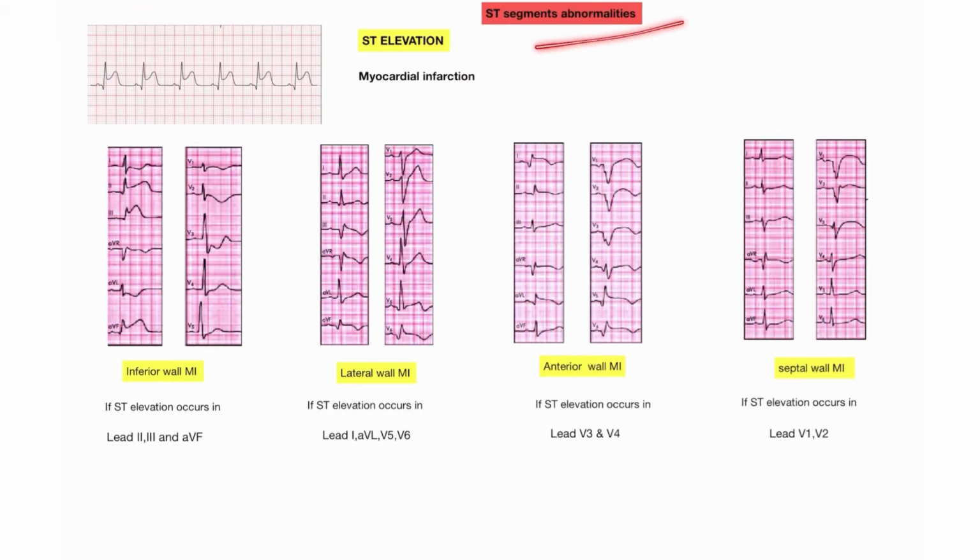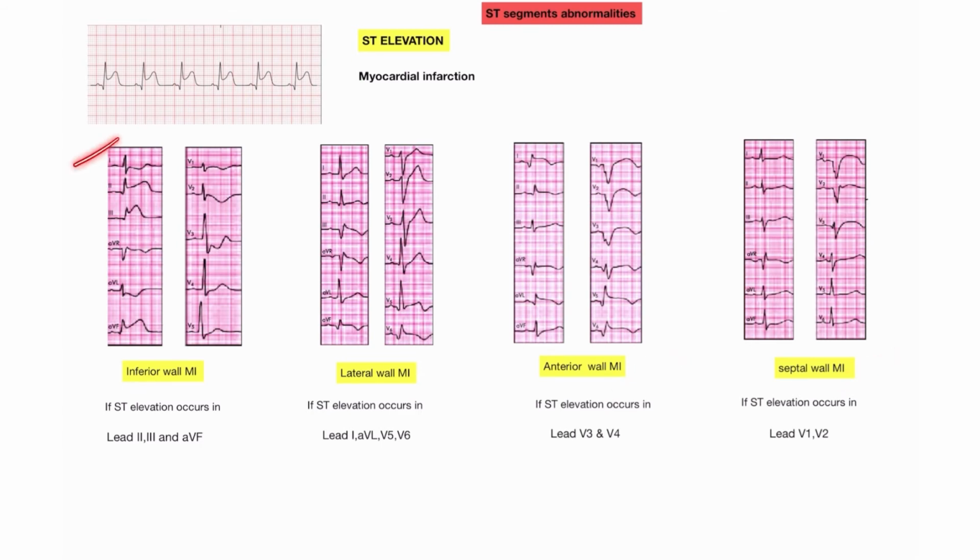Here also there are ST segment abnormalities, but here you will see ST segment elevation. Elevation of the ST segment because this is above the baseline. Mostly this elevation occurs in myocardial infarction in different walls. There are four types of myocardial infarction by wall: inferior wall myocardial infarction, lateral wall myocardial infarction, anterior wall myocardial infarction, and septal wall myocardial infarction.